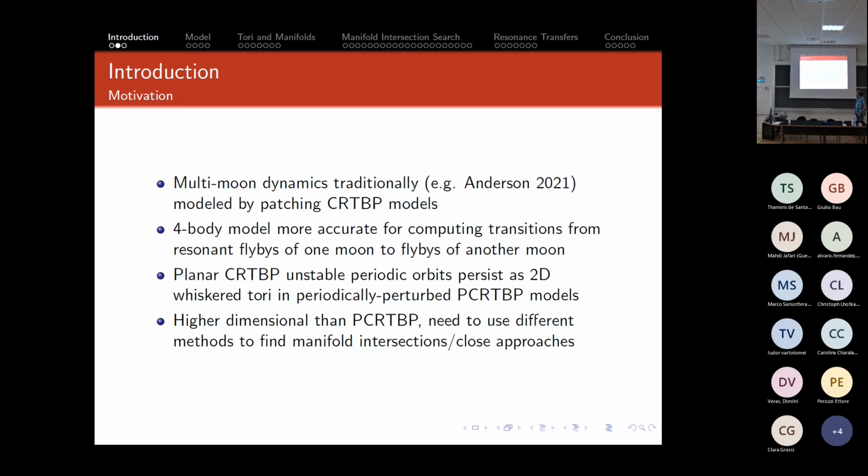Now some of the earlier work in this has been done by just patching together various restricted three-body models. But really, if you want to model this properly, you should be dealing with a restricted four-body model at the minimum. Now, we know that when you add a periodic perturbation to the planar circular restricted three-body problem, usually those unstable resonant periodic orbits will persist as unstable 2D tori. So the dimensionality of everything is higher, so it's more complicated to do computations here.